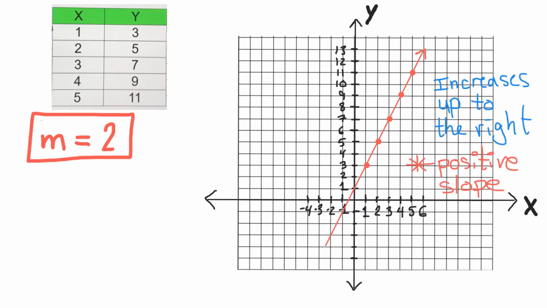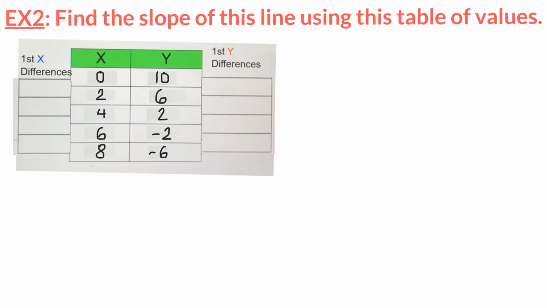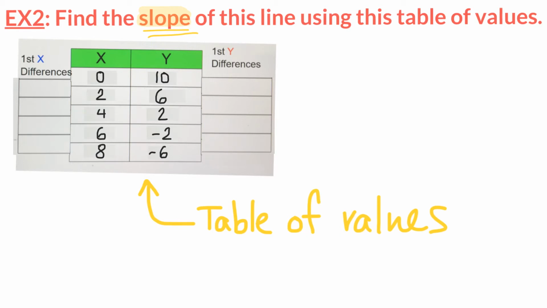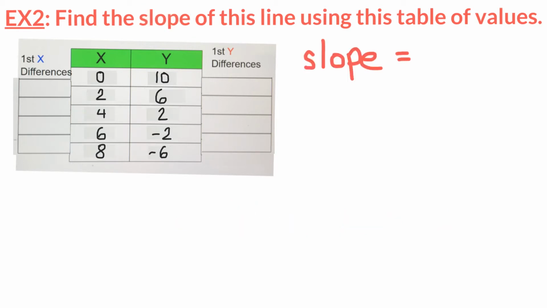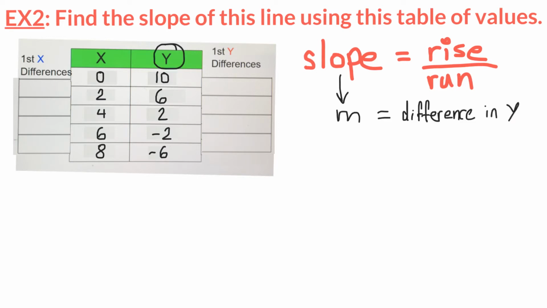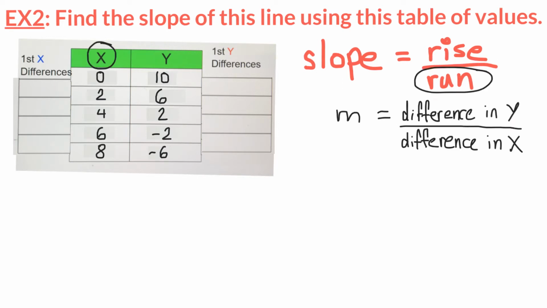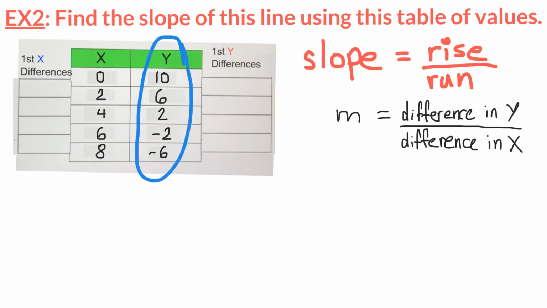Let's take a look at another example. Let's find the slope of this line using this table of values. Remember, slope is equal to rise over run, or m equals differences of y divided by differences of x. Let's first find the differences of y. Remember, start from bottom up.